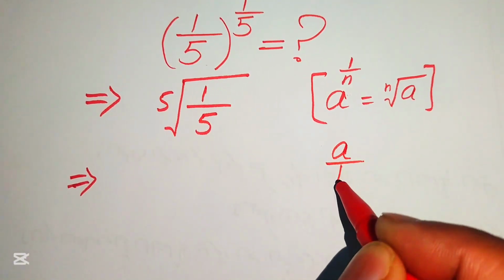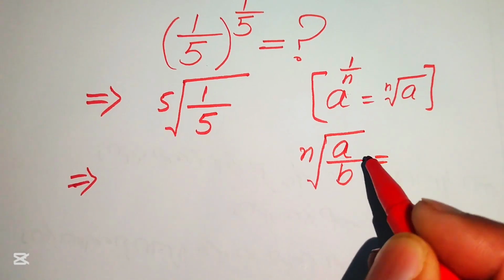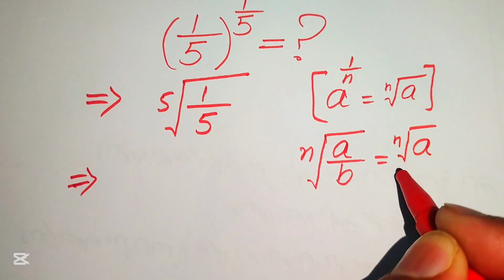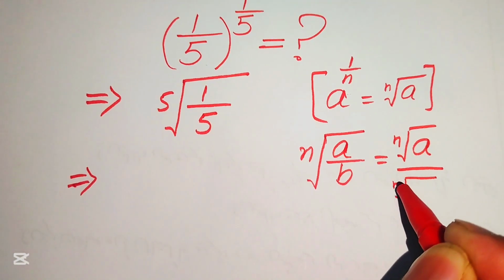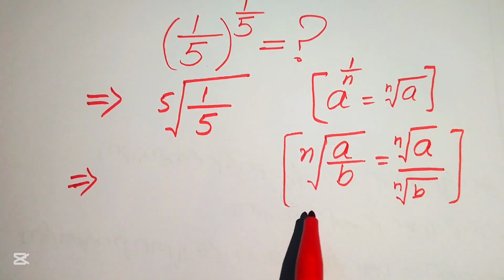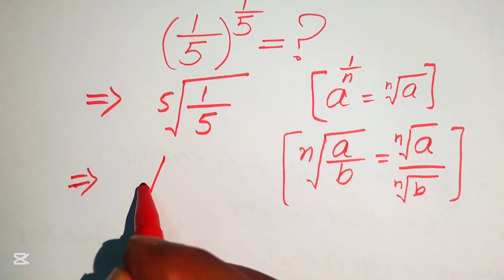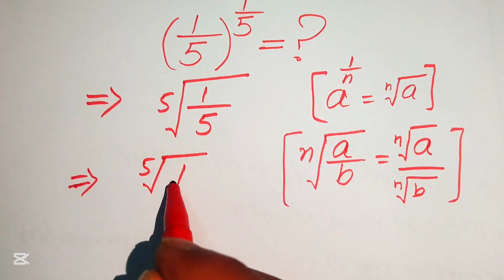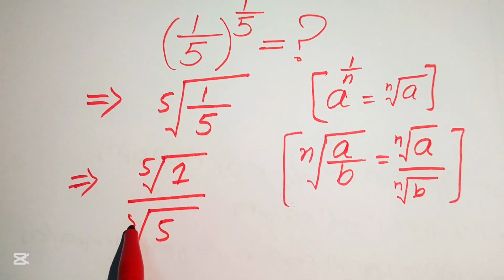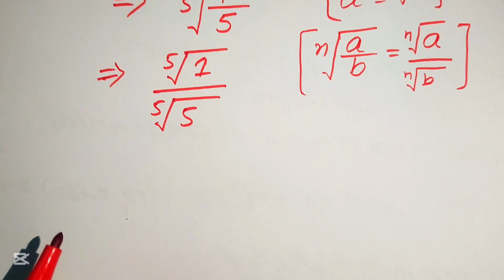You know that if we have a over b and its nth root, we write this as the nth root of a divided by the nth root of b. So according to this rule, we will break this fifth root and apply the fifth root to 1 and the fifth root to 5 separately in this way.